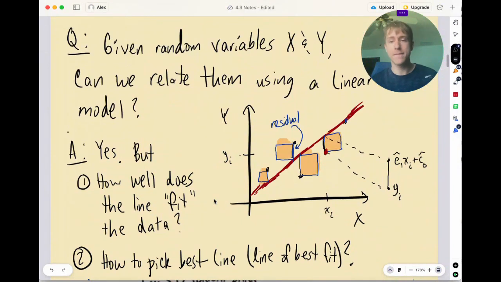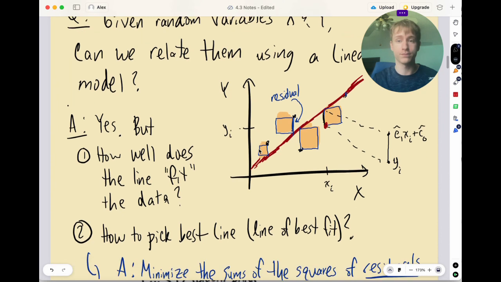We're trying to find the line of best fit, and lines have two parameters. It has a slope and it has the y-intercept, which we've called C1 hat and C0 hat respectively. And once you find those, you essentially have determined the line that best fits the data, that minimizes the squares formed by all of the residuals.